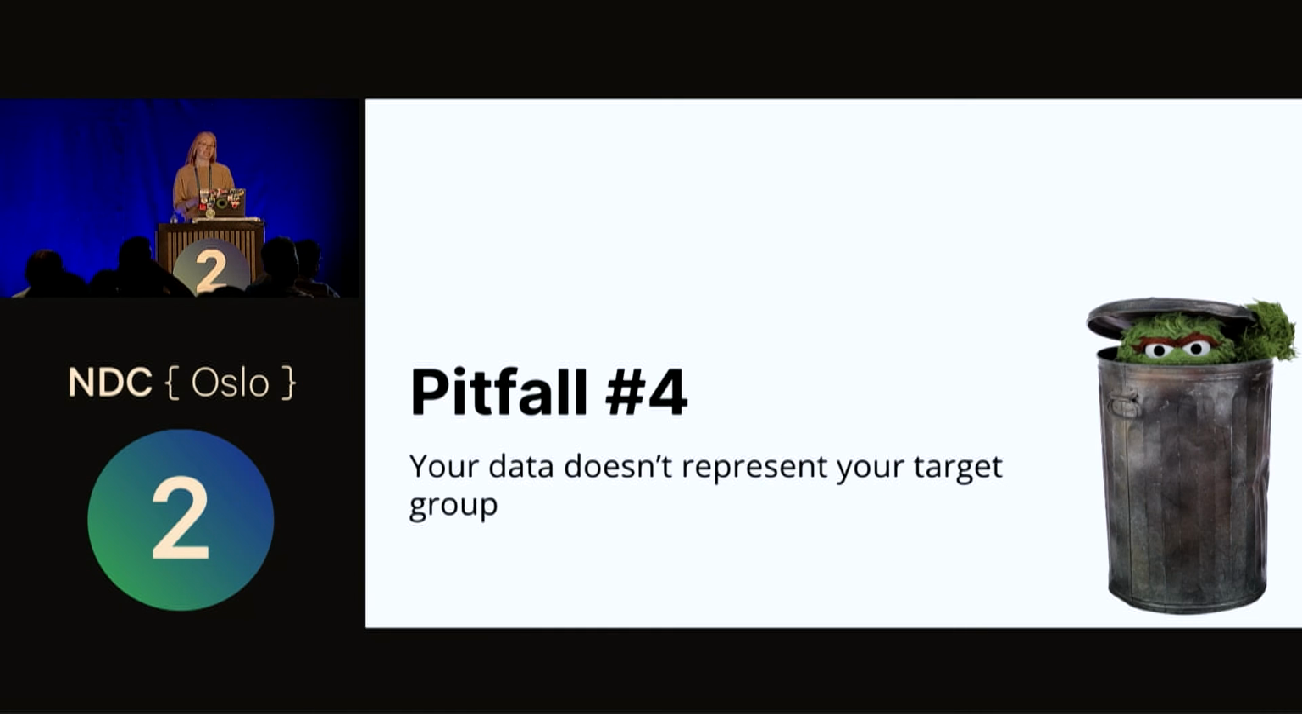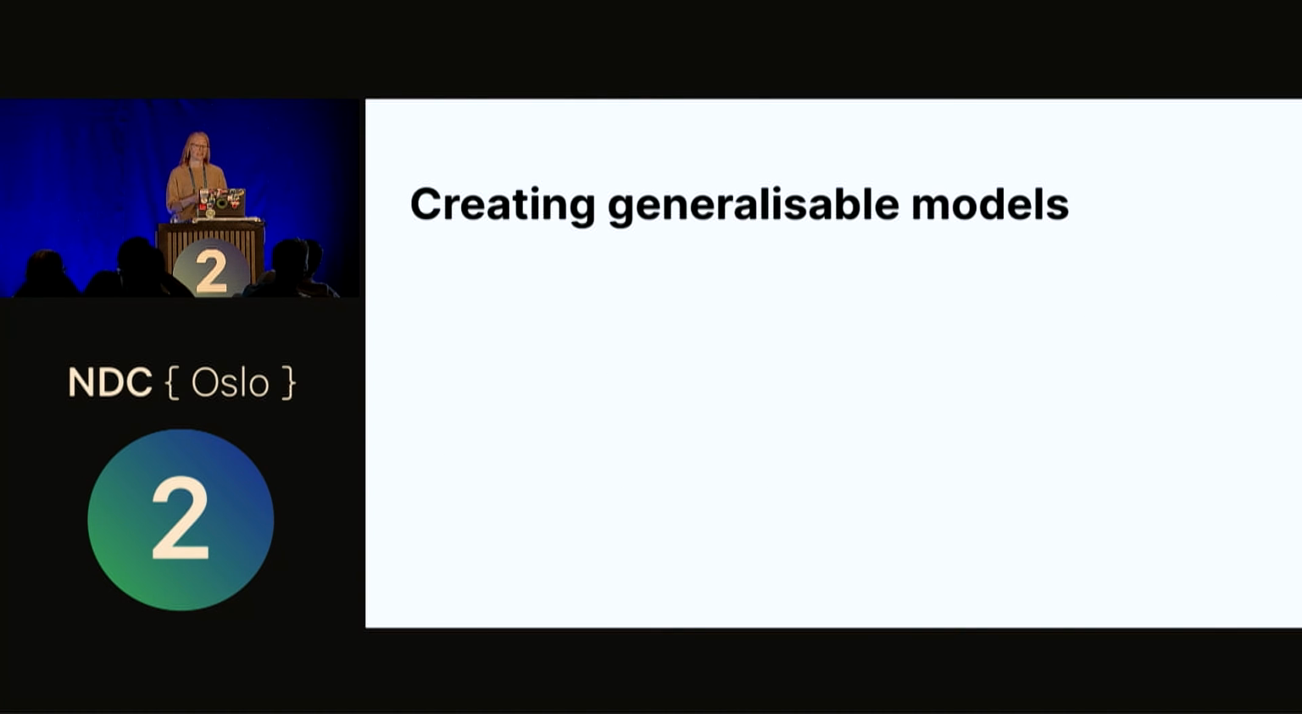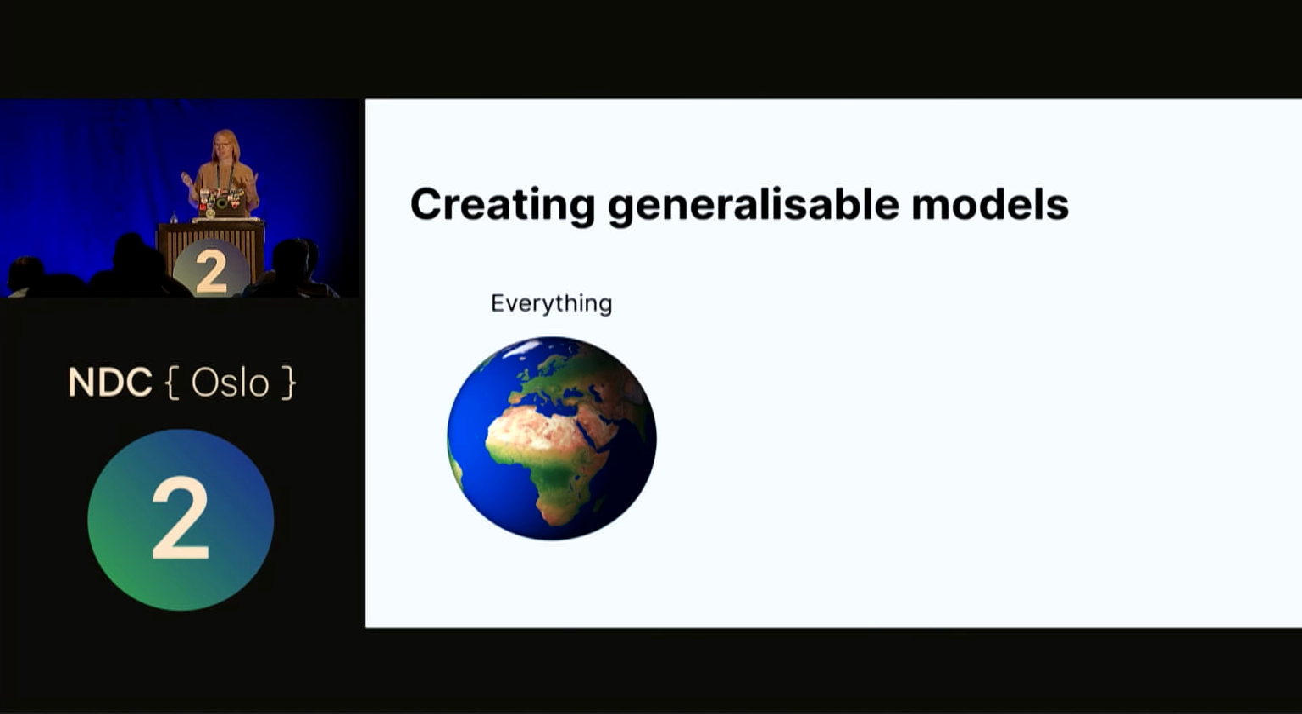So we've cleaned up our data, and now we need to check whether we've been trapped by the next pitfall. Our data doesn't represent our target group. So to start to understand this, we need to take a step back and explicitly define what our target group is. As much as we'd like them to, models will never be able to represent everything. And we therefore need to strictly define what we want our models to be able to do.